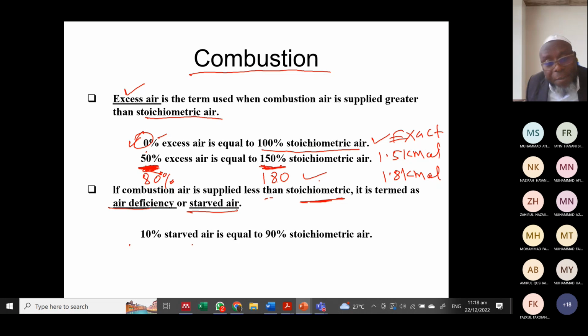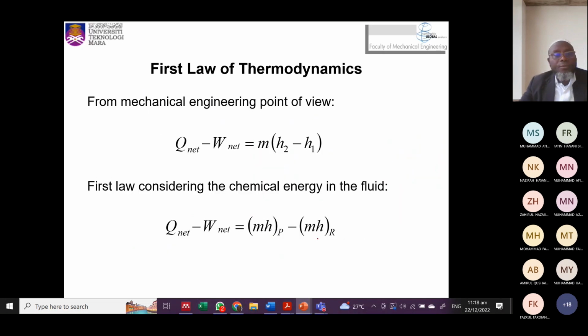So for example, 10% starved air is equal to 90% stoichiometric air. You understand me? It means that if we starve the air by 10%, out of this 100%, we take out 10%. Then there will be 90% stoichiometric air.